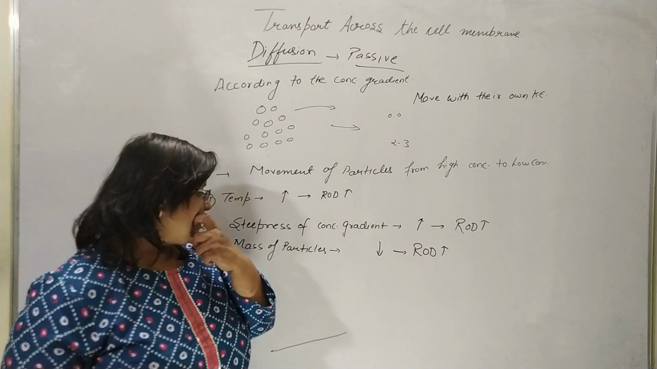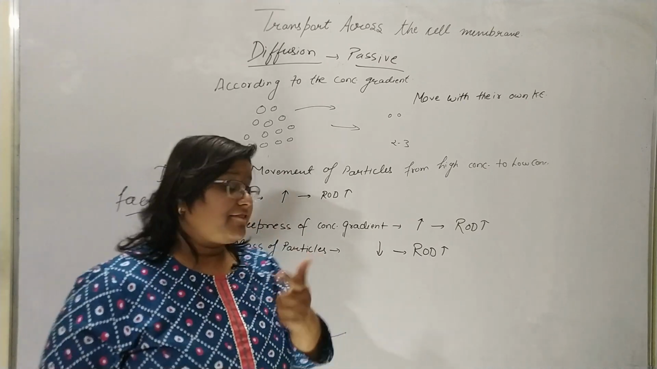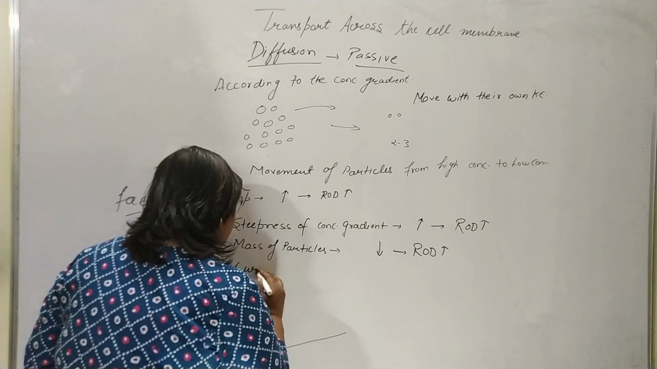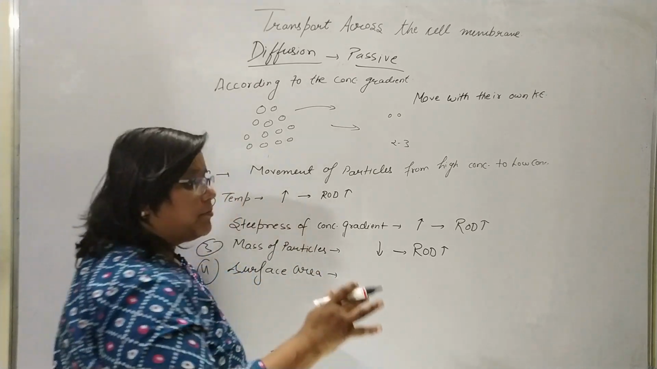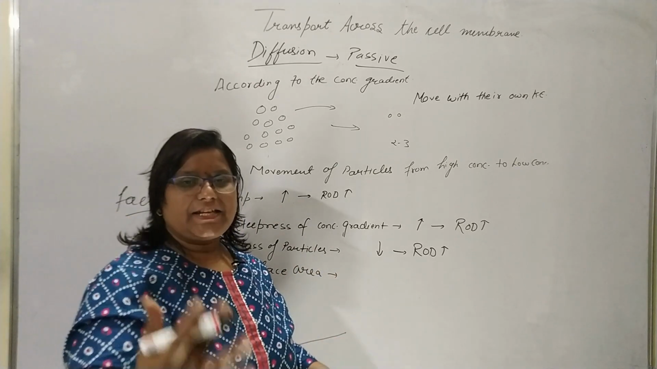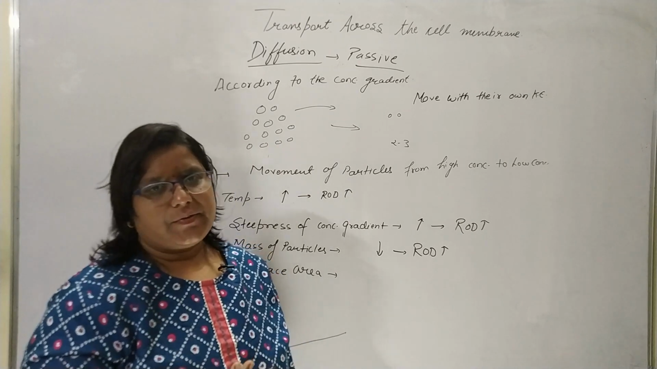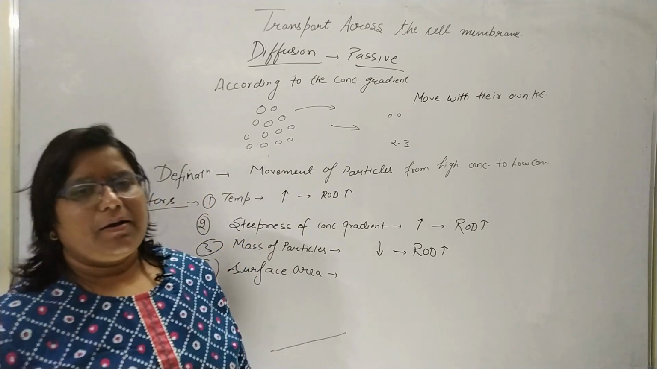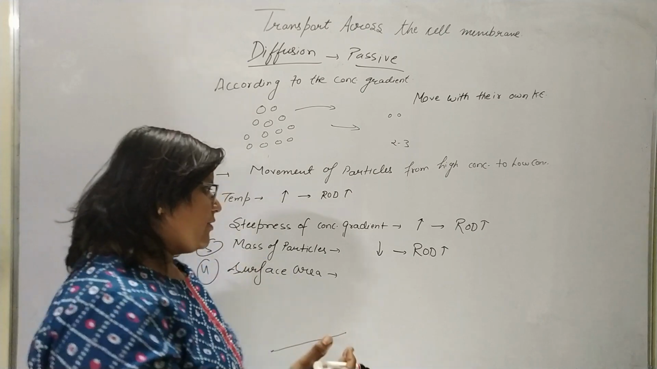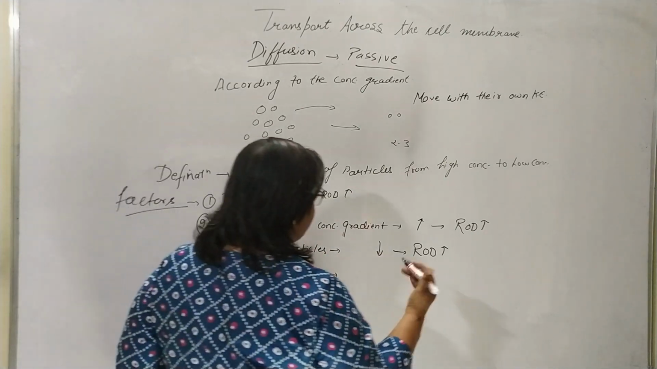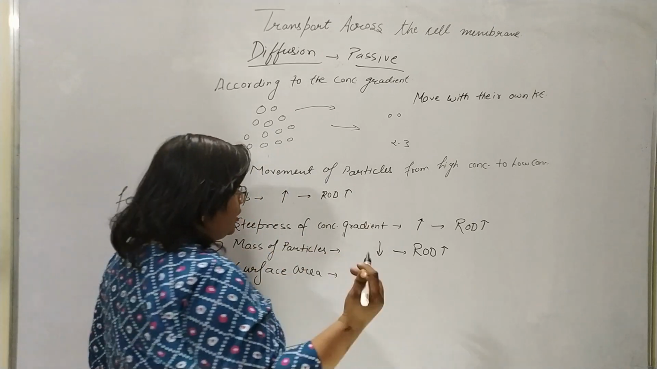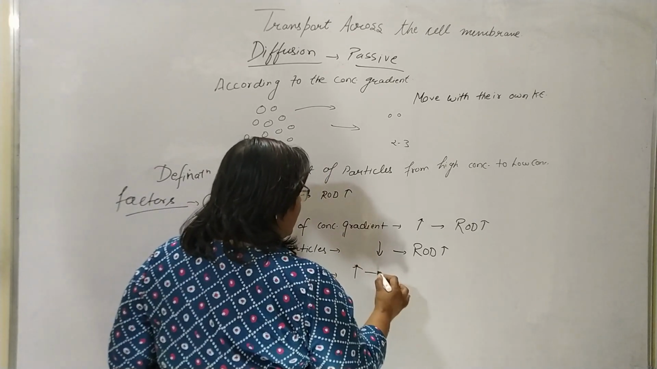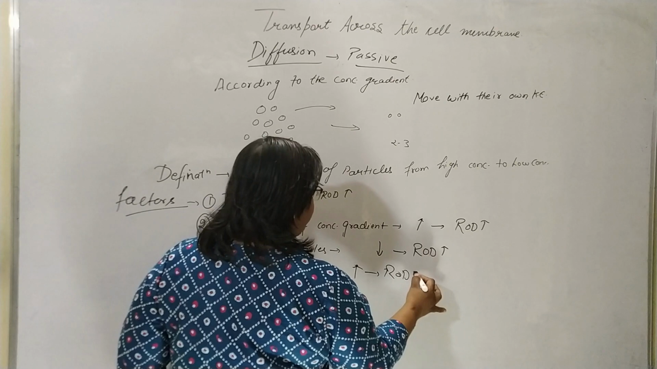And the last one is the surface area. If the surface area is higher, the particles get more space to move fast, they can run fast. If they do not get space, if they get a constricted path, then the rate of diffusion will be lower. So if the surface area is higher, then the rate of diffusion will be higher.